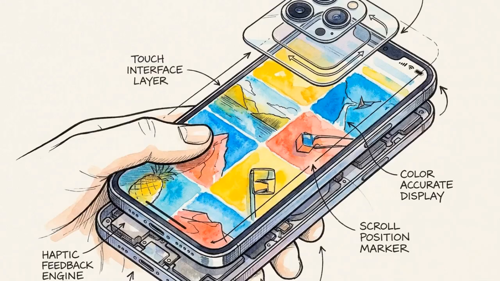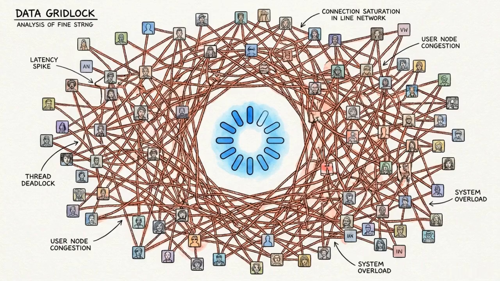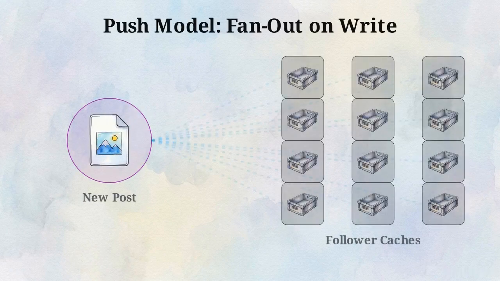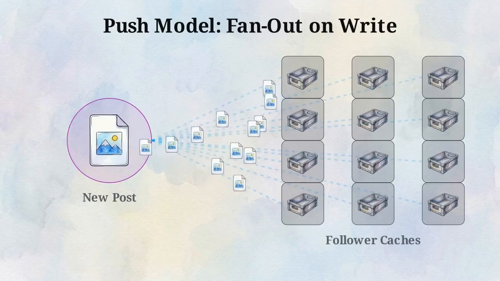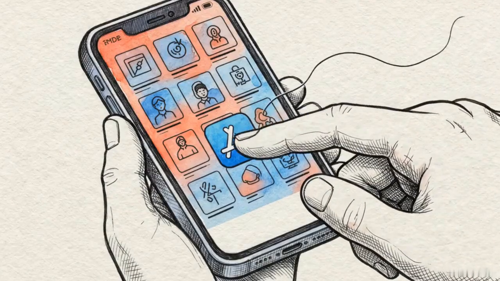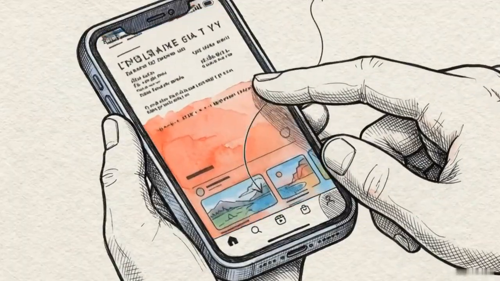But the real challenge is the read path, when followers open their apps to scroll. If the server had to query millions of posts, sort them chronologically, and cross-reference a complex web of follower relationships while a user waits, the app would freeze. Instead, the system relies on a push model, known as fan-out on write. The moment a photo is uploaded, the backend quietly pushes the post ID into a pre-computed cache for every single follower. When you open your app, your feed isn't being generated. It was already waiting for you, delivering a zero-latency scrolling experience.